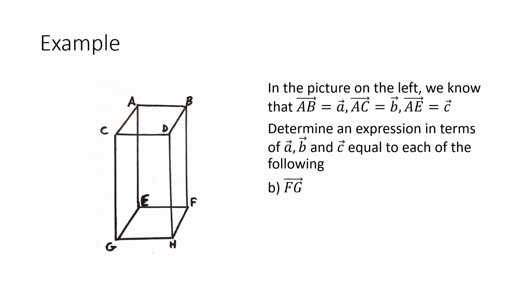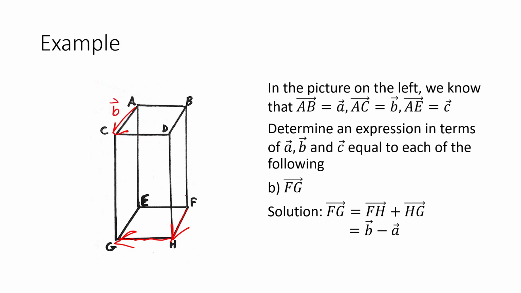Now, similarly, FG, to go from F to G, like this, well, that's like going from F to H, which is like this, and then going H to G, which is like this. Well, going F to H is the same as going A to C, same magnitude, same direction. We know A to C is equal to B. And then going H to G is exactly the opposite as going A to B. If you look at this, A to B goes this way, and H to G goes this way.